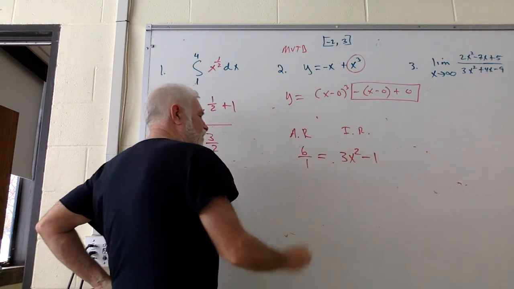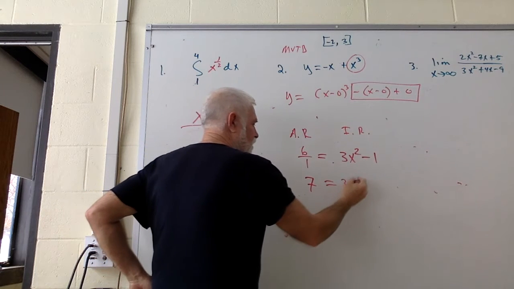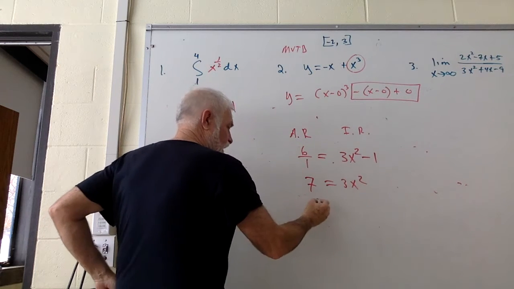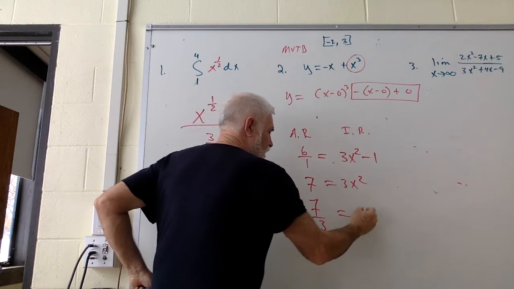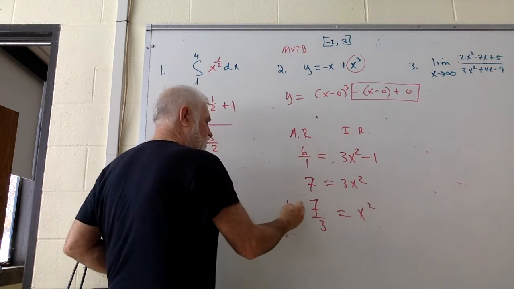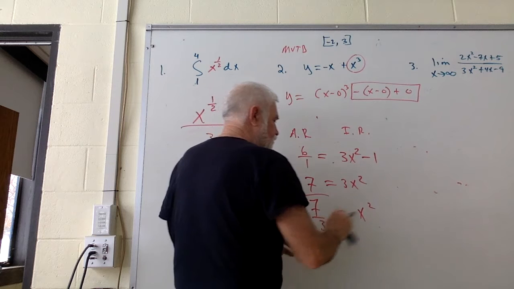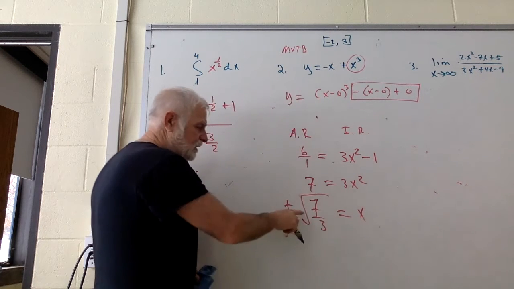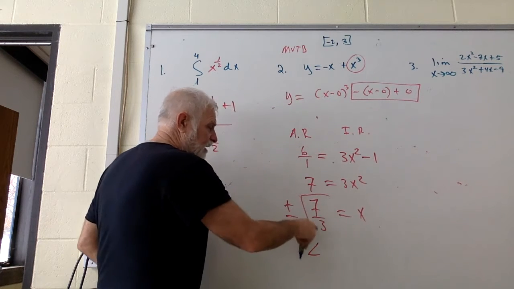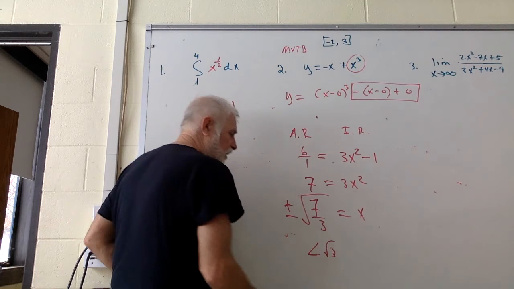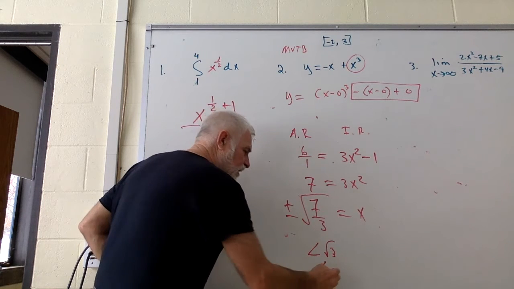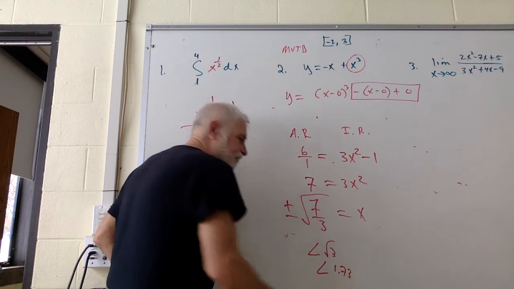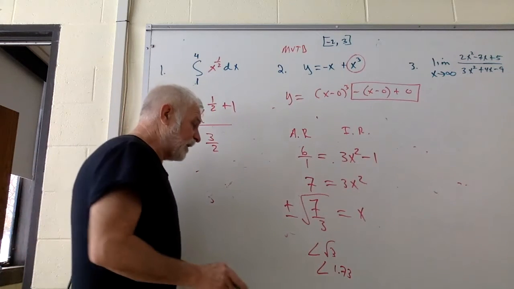And now we solve. That becomes 7, 3x squared. We divide by 3, x squared. We bring the plus minus square root. Okay, so this is less than 9 divided by 3, which is the square root of 3. So we are a little less than 1.73, plus or minus.